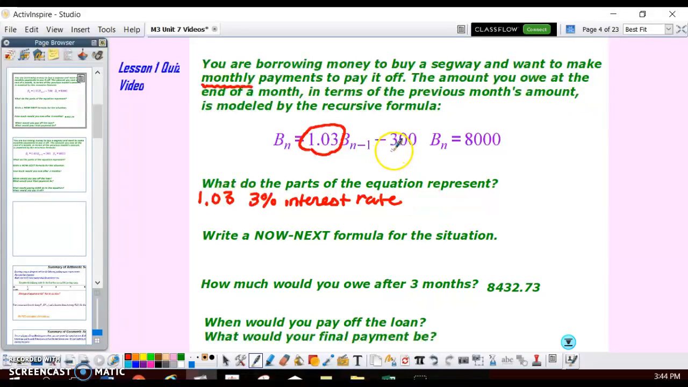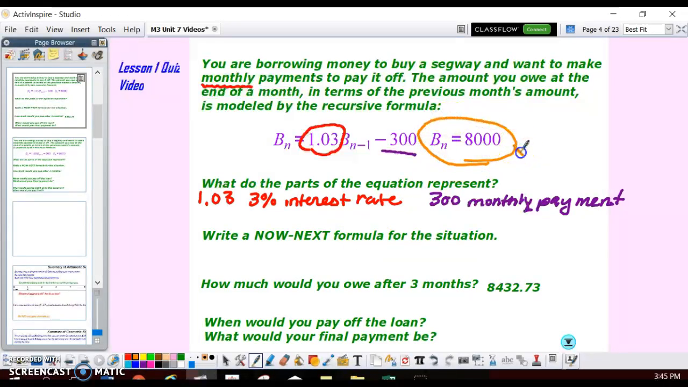Then the 300, that is going to represent how much you pay off at the end of each month. So $300 is your monthly payment. Okay, and then the $8,000, that is your initial loan amount. You took out $8,000 to buy this Segway. That's how much it costs. So $8,000 is your initial amount owed, or loan amount.